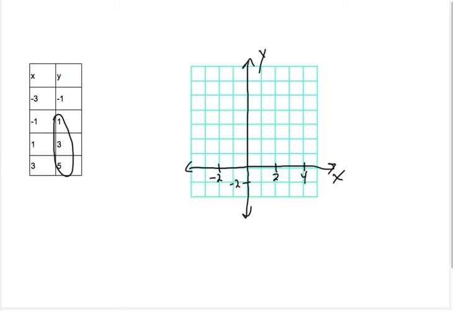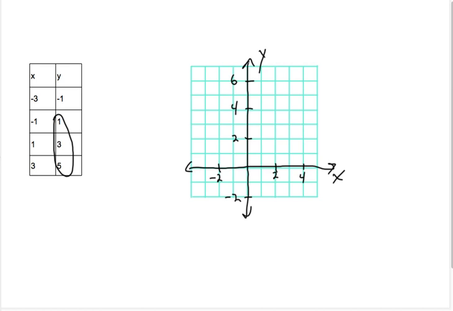Oops, that shouldn't be negative 2. 2, 4, this should be negative 2, and then 2, 4, 6. So the reason I've moved the x-axis down a little bit is because the y numbers are more on the positive side. And so if I had the x-axis up here like normal near the middle, I might not be able to fit everything. So you want to adjust your graph and draw your graph appropriately for the data.